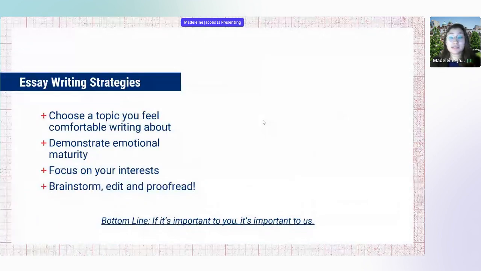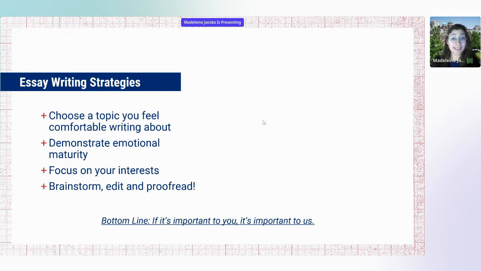So, some strategies to help get you started on essay writing. Write out something you're comfortable about. Don't feel like you need to write about astrophysics if you don't know anything about astrophysics, don't feel like you need to write about a service opportunity, or don't feel like you need to write about having triumphed. Write about whatever you want.